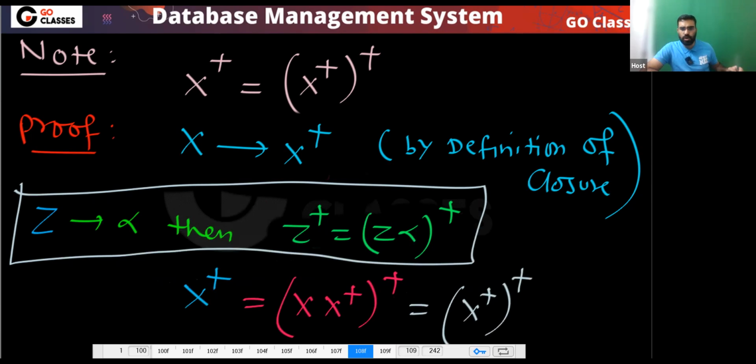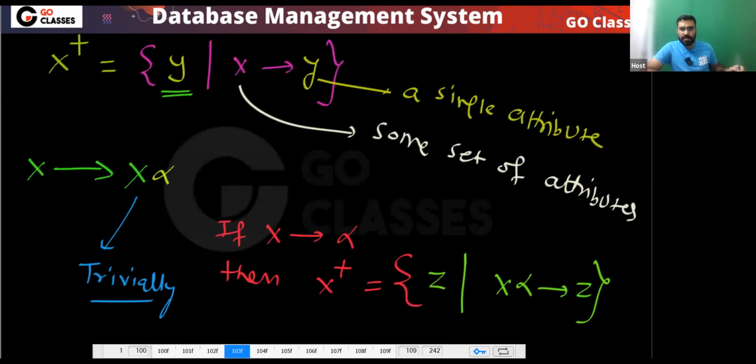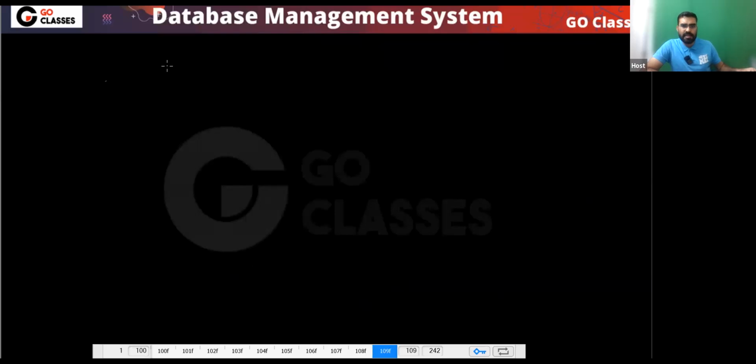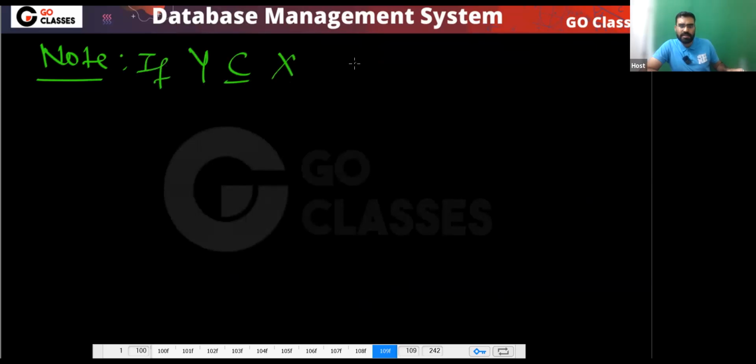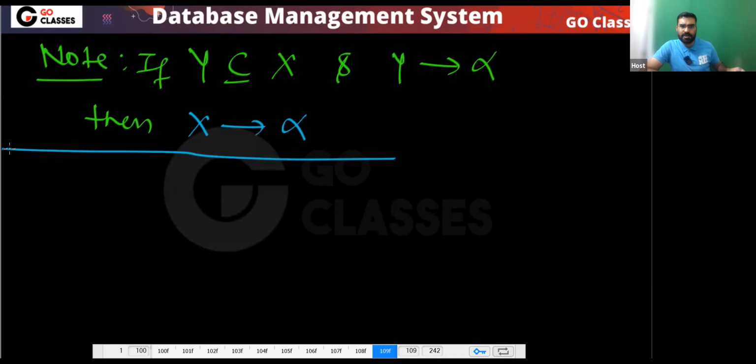You don't have to make it so complicated. This is a simple result. And this result, Sagun, we already know. In the last class we have already seen this result. If y is a subset of x and y can determine something, then can I say x can determine alpha? Because y is a subset of x.